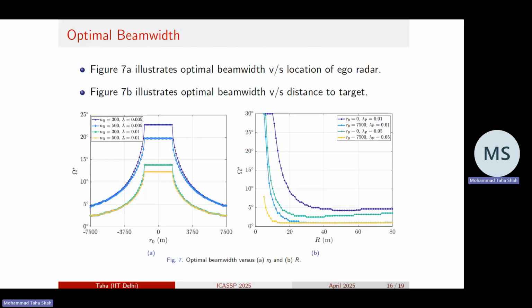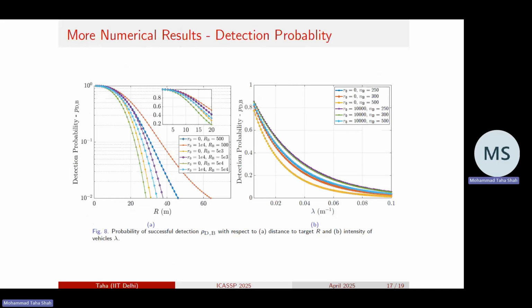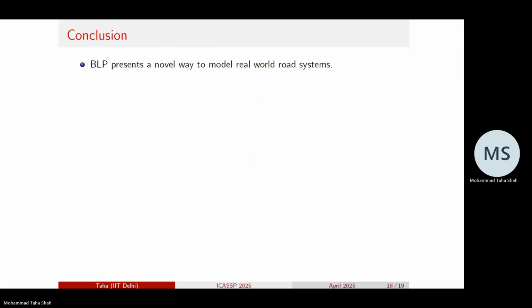These findings underscore the importance of adaptively adjusting the radar beam width based on the ego vehicle's location and the target's distance. Here are some more results, where we see how the detection probability looks with respect to distance of target R and lambda. As expected, if your distance to the target increases or more vehicles come onto the road, detection probability decreases. In conclusion, the binomial line process presents a novel way to model real-world road systems.